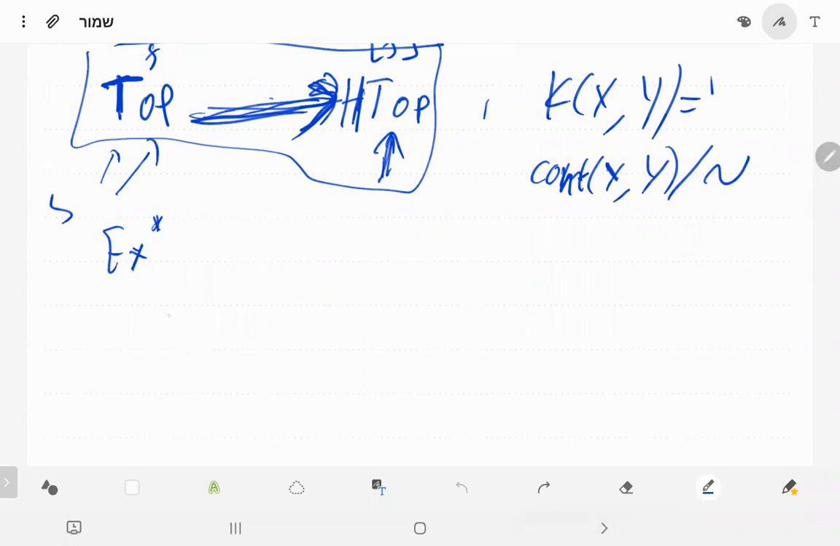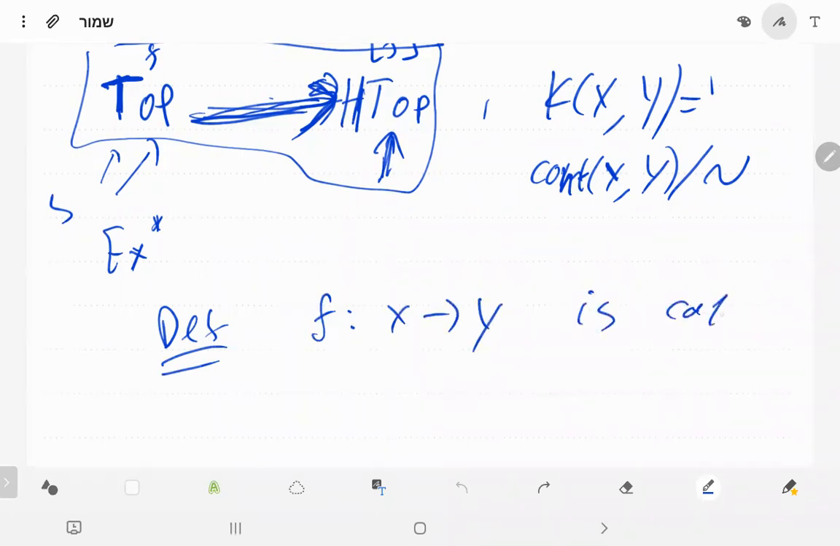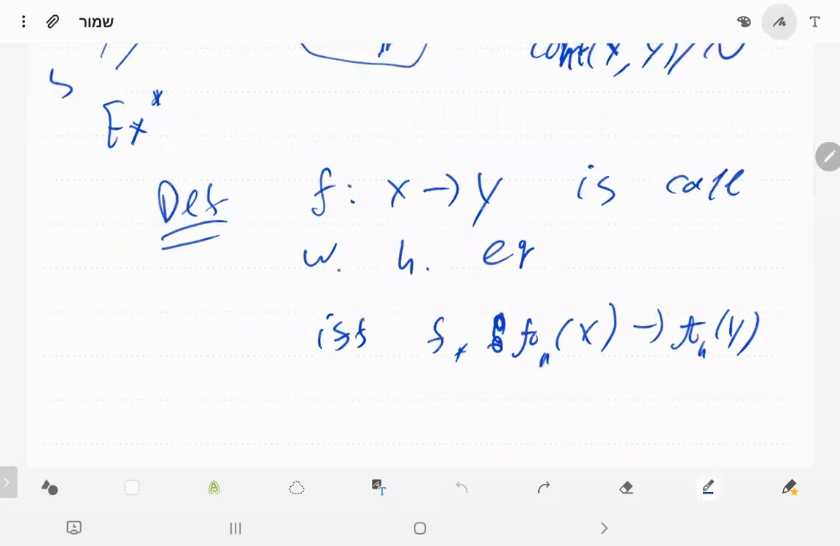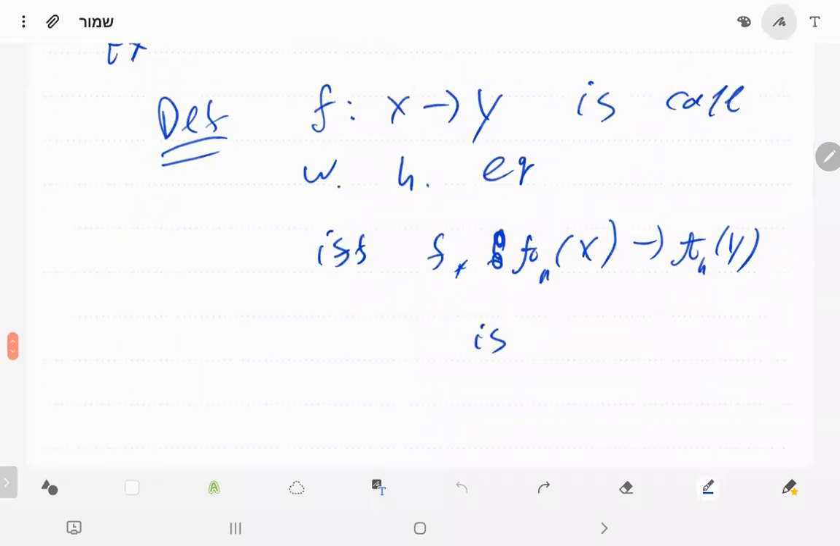If you know what pi n is, I will first say it in the language of pi n and then in general, in another language. Definition: f from X to Y is called a weak homotopical equivalence if f star from pi n of X to pi n of Y is an isomorphism.